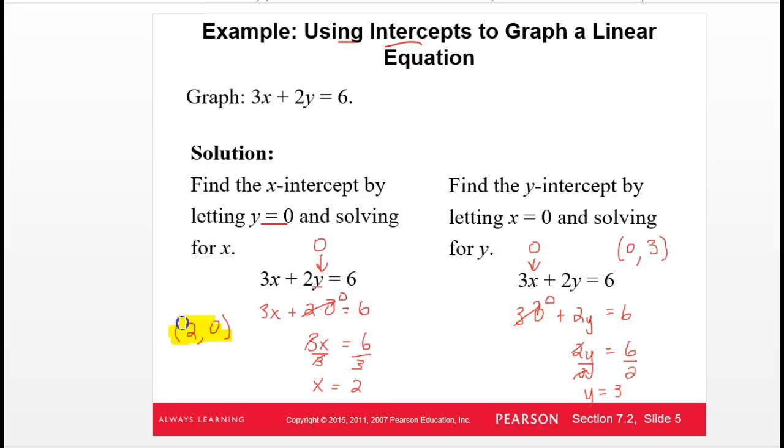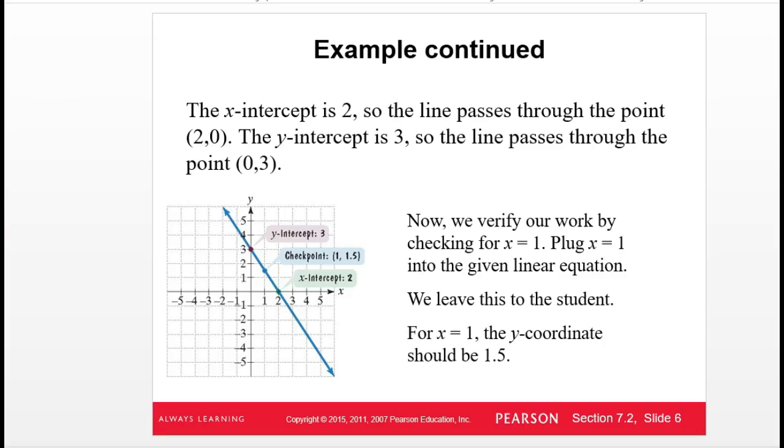(2, 0), which means go over to the right 2 from the origin, and (0, 3), which means just go up 3 from the origin, and plot those 2 points. Alright, so I go right 2, that's the point (2, 0). I go up 3, that's the point (0, 3). I plot those 2 points and connect them with a straight line.